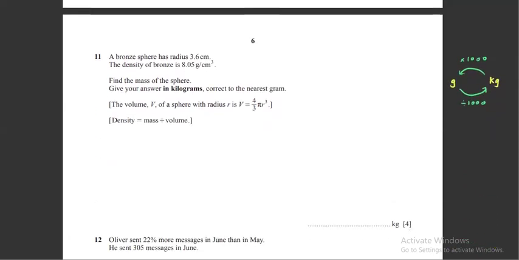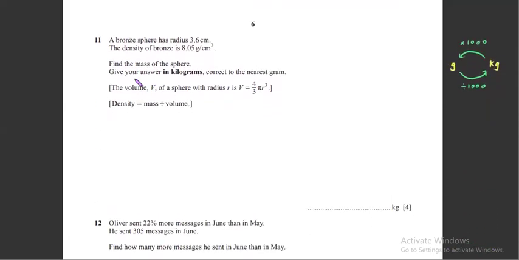Let's move on to question 11. A bronze sphere has radius 3.6 centimeters, and the density of bronze is 8.05 grams per cubic centimeter. We need to calculate the mass. So the formula for density is given to us as density is equal to mass over volume. So I will write it as density is equal to mass over volume.